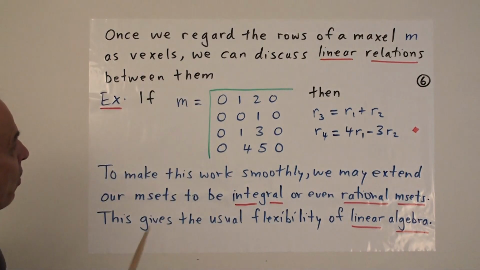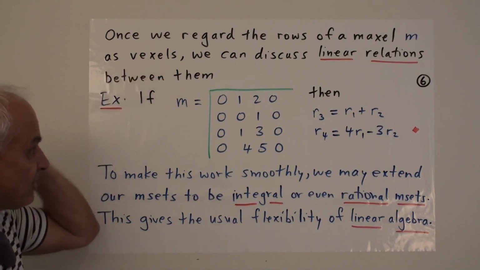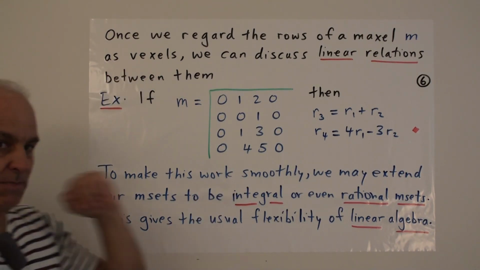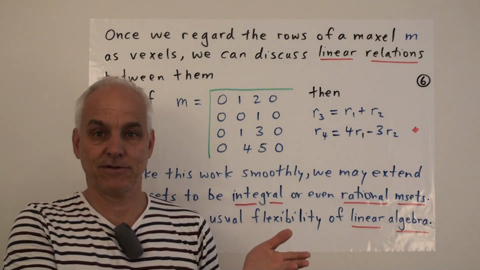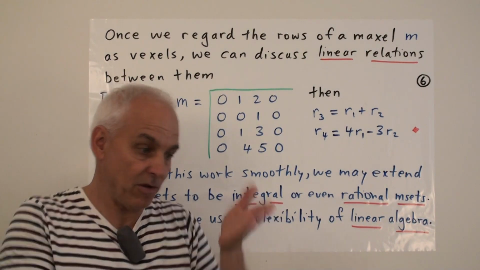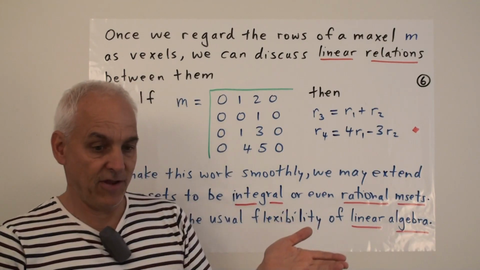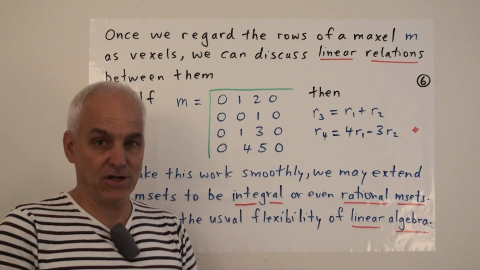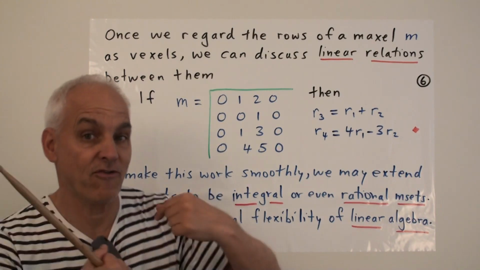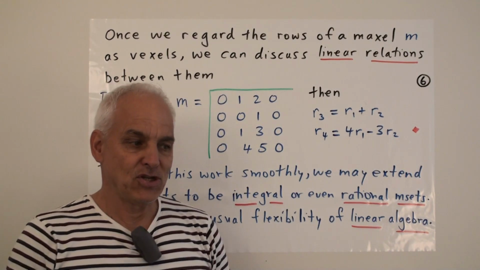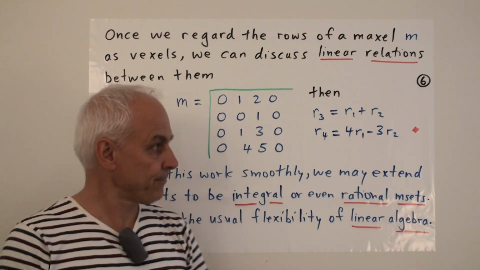Okay, so once we have the rows of a maxil clearly defined as vexels, we can discuss linear relations between them. Because once we're at the level of vexels, we can add vexels. We can add vexels because they're both M sets, and we can always add M sets. And we can multiply M sets by scalars, and so we can take linear combinations of vexels. So that means we can take linear combinations of rows of maxils, which we couldn't so easily do before in the purely maxil world.